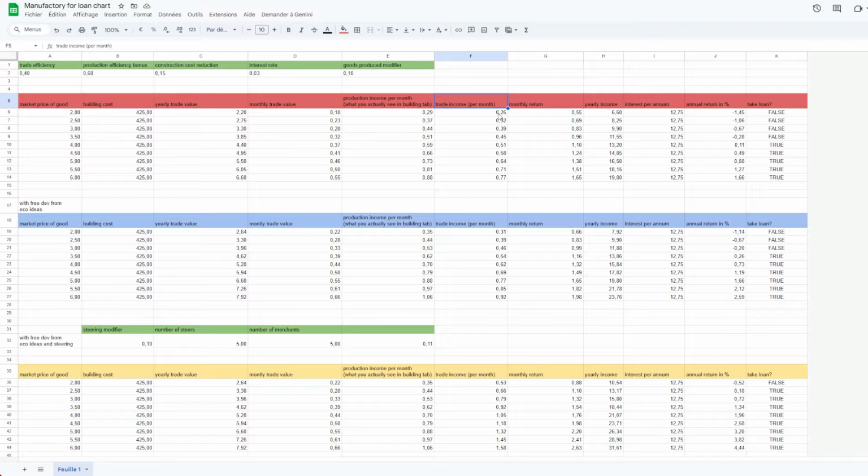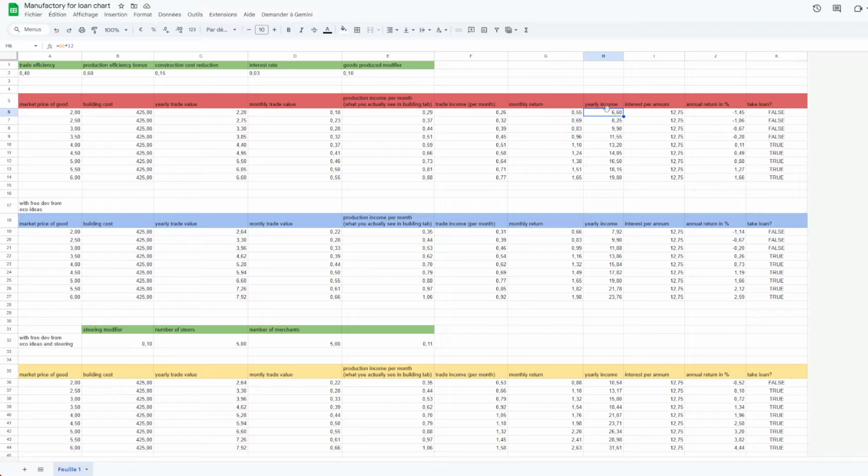There you have the trade income per month. It's the amount of money that the manufactory will give to you if you collect in this node at 100 trade power. So you can see that it's around the production income, but it's not shown in the building tab. So it's a hidden value that you get, and the monthly return is the total amount of money the manufactory will give you. So you can see it gives you more than what the building tab actually tells you.